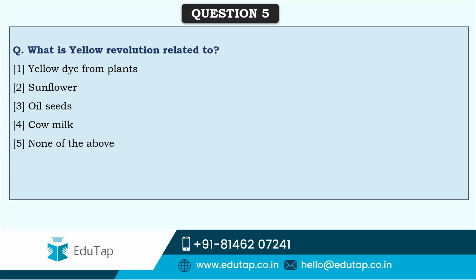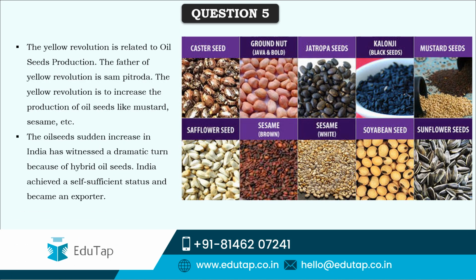So friends, here comes the next question. What is yellow revolution related to? And do you know who is the father of yellow revolution? It is Sam Pitroda. He's an agriculture scientist and he is considered to be the father of yellow revolution, which is all about oil seeds, to increase the production of oil seeds. As you can see, there are various oil seeds that I have mentioned here: jatropha, groundnut, mustard, soybean, sunflower, sesame, the brown or white safflower, castor, all these come under oil seeds.